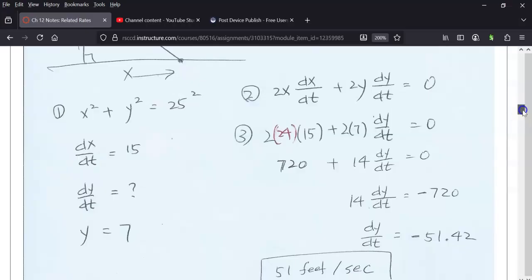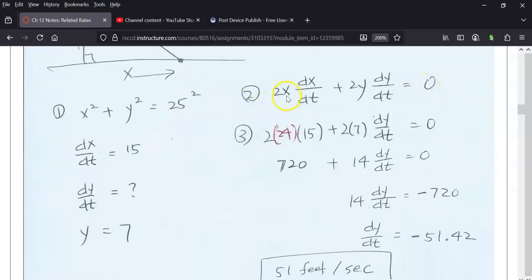So all right, let's take the derivative. When you take the derivative of this equation using differentiation, this becomes 2x times dx/dt. This becomes 2y times dy/dt. And remember, the derivative of the constant equals 0. Now let's plug in what we know, like the previous question.